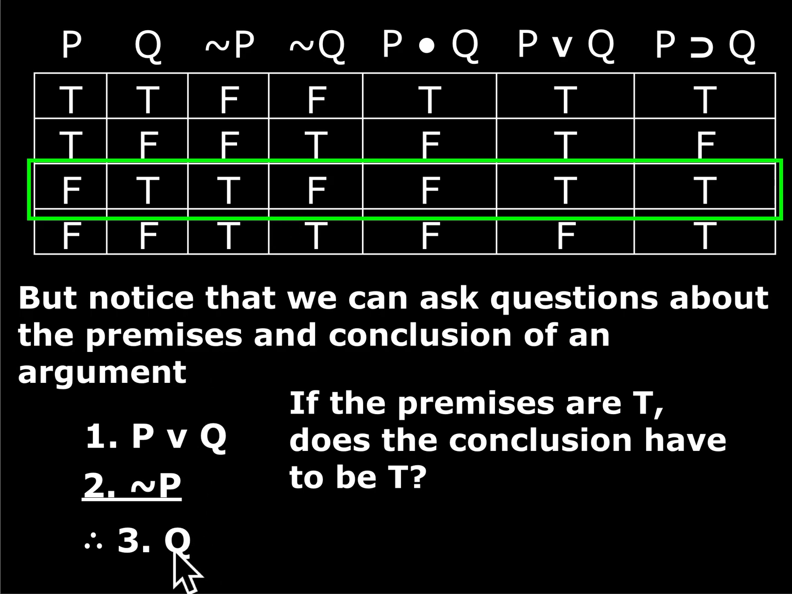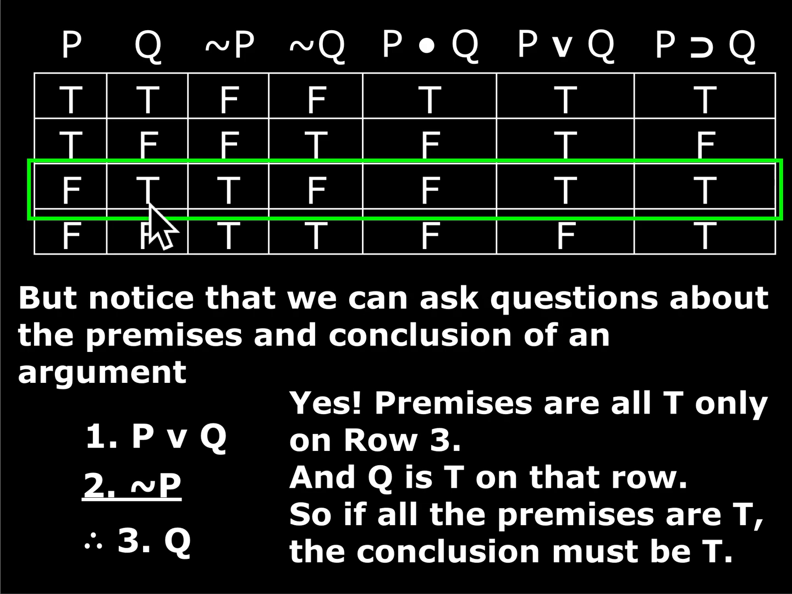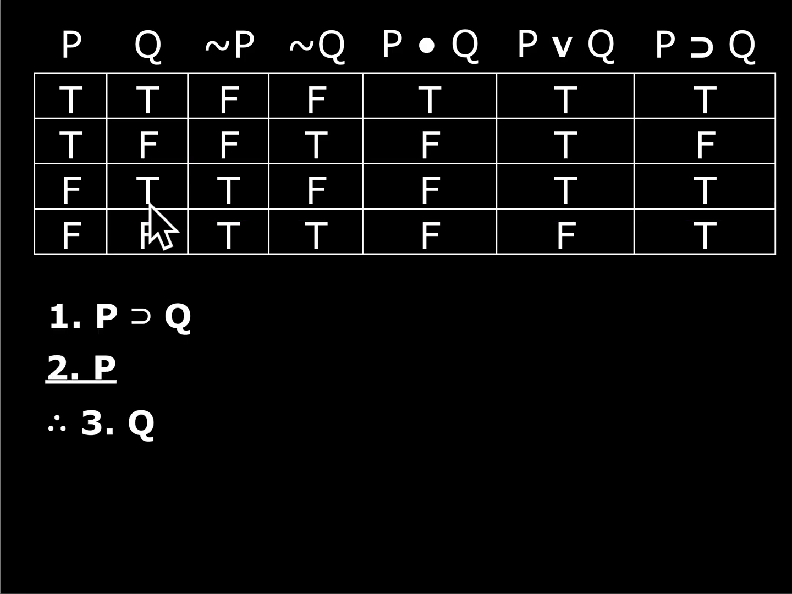And now we just ask, does the conclusion have to be true? Well, the conclusion's Q, which is here. And yeah, there's only one row, and Q is true on that row. And that's it. There's no other possibility. So if those premises are true, the conclusion does have to be true, right? The premises are all true only on row 3, and Q is true on that row. So if the premises are all true, the conclusion must be true. So the definition of validity holds. Let's look at another argument.